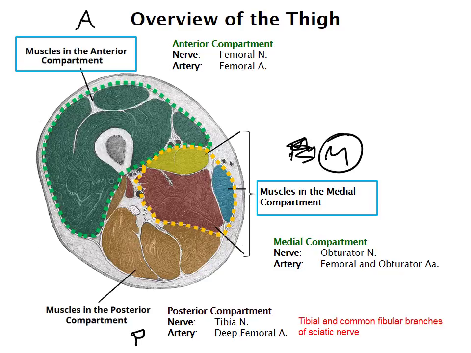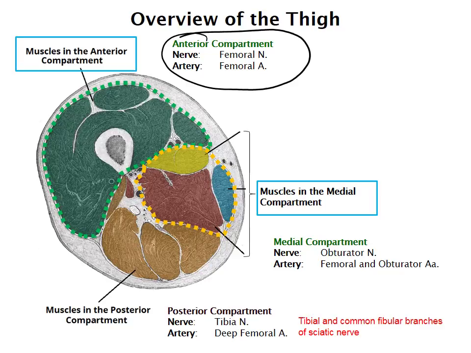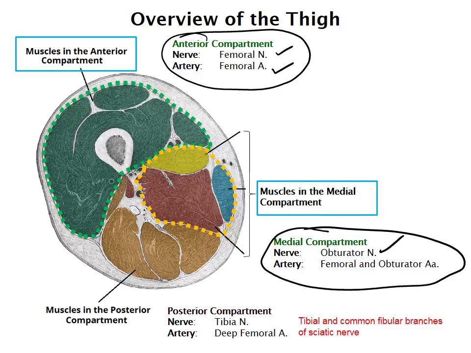And separating these compartments, as you recall, are these intermuscular septa that come in. So this is a nice slide because it's a nice overview of these compartments, and it gives you some of the vital information, such as in the anterior compartment, the primary nerve is the femoral nerve. The primary artery is the femoral artery. Now in the medial compartment, the primary nerve is the obturator nerve and the obturator artery, and then the femoral artery likes to help out and dish out some blood as well to the medial compartment.